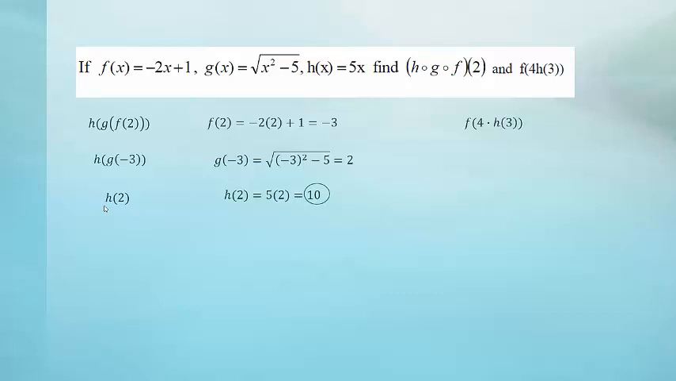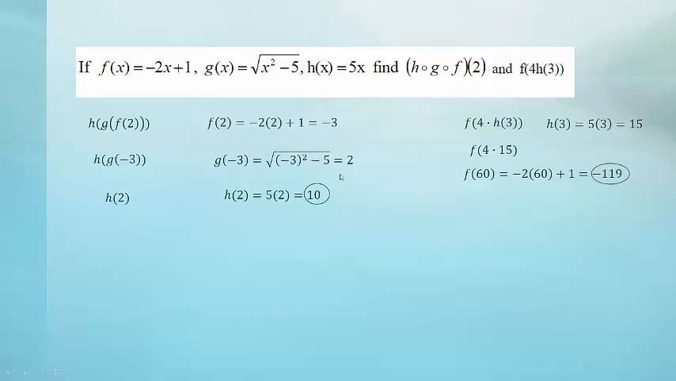We'll turn our attention to the next problem. So the innermost function is h of 3. So I want to handle that first. And then what I want to do is replace h of 3 with 15. So next I want to do 4 times 15 and get 60. So I need to find f of 60, which is going to get me negative 119.